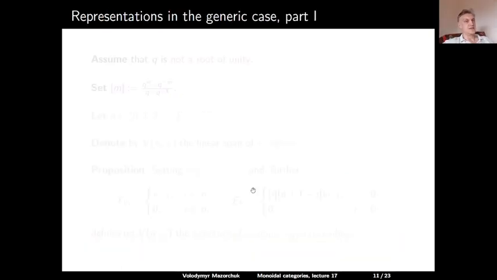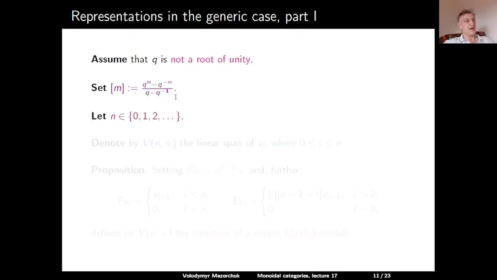So now let us discuss the representation theory of this quantum sl2 in the generic case. So we assume that q is not a root of unity. There is a standard notation for an integer m in brackets denotes the following fraction: q to the power m minus q to the power minus m divided by q minus q inverse. So let n be a non-negative integer.